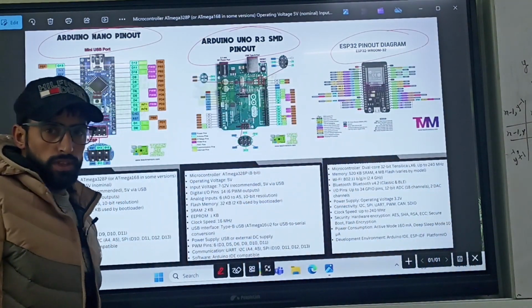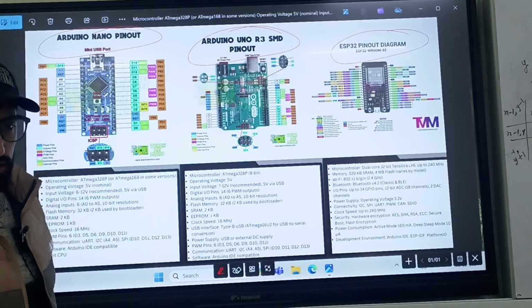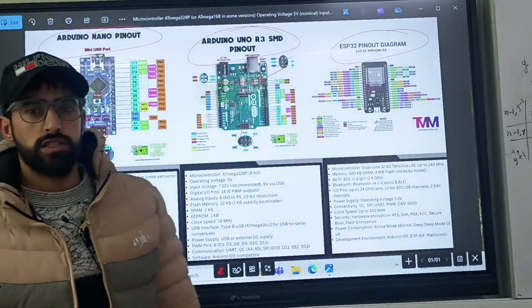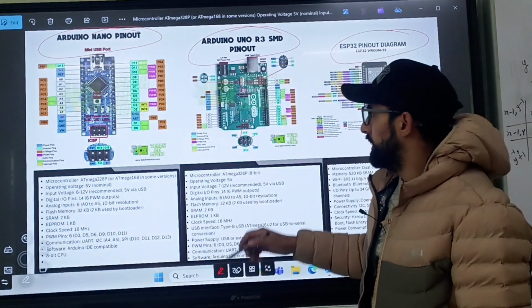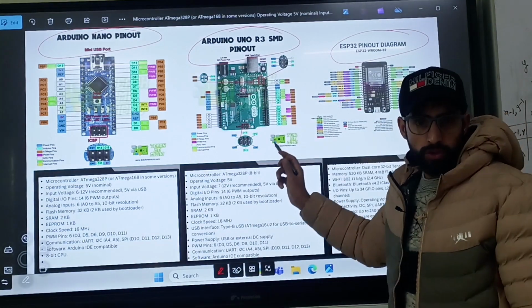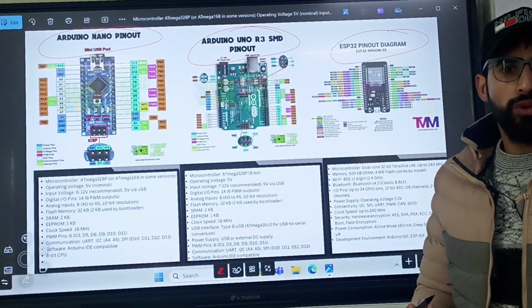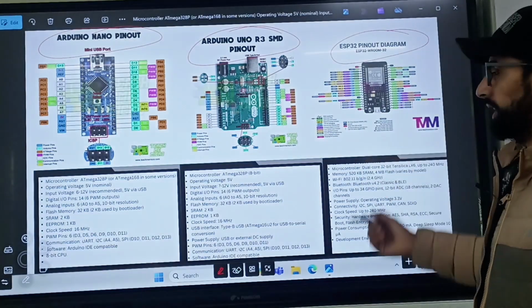So in the recent video I already told you about these. I will revise this lecture again: this is the Arduino Nano pinout, this is the Arduino Uno R3 and the ESP32. So go watch my previous video about the Arduino Nano, Arduino Uno and ESP32.